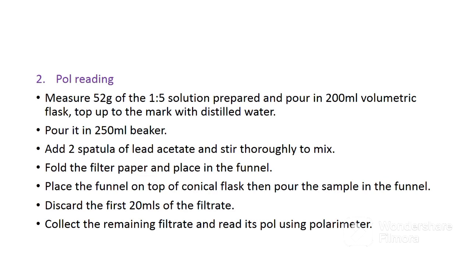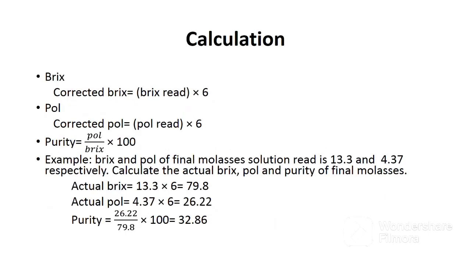I again refer you to my previous video on analyzing BRIX, POL, and purity of extracted juice. In that video, I have described how to use the polarimeter to measure POL of a solution. In juice samples, we were recording the reading gotten from the refractometer directly as BRIX of juice samples. But for pan flow materials, we must multiply the reading recorded from refractometer with dilution factor. Remember, pan flow materials are diluted before BRIX reading, but juice samples are not diluted.